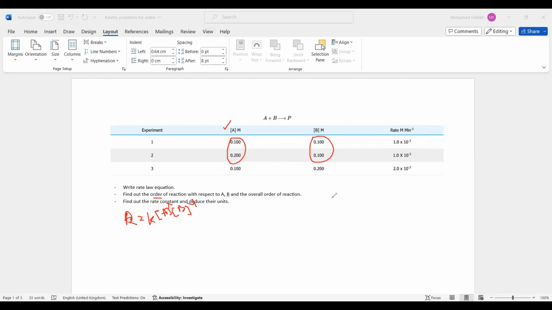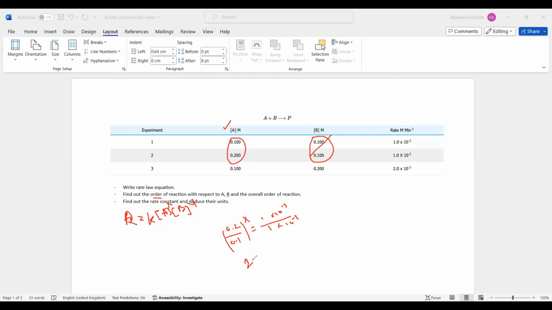So how do we do it practically? Basically, we take a ratio between the two rate equations. In this case, the B term will be ignored because its concentration remained constant. So we have 0.2 divided by 0.1, equals the rate, which didn't change, 1 times 10 to the power minus 3 over the same. Here you have to raise this ratio to the power x because you want to see how much the change in x is affecting the rate of the chemical reaction.